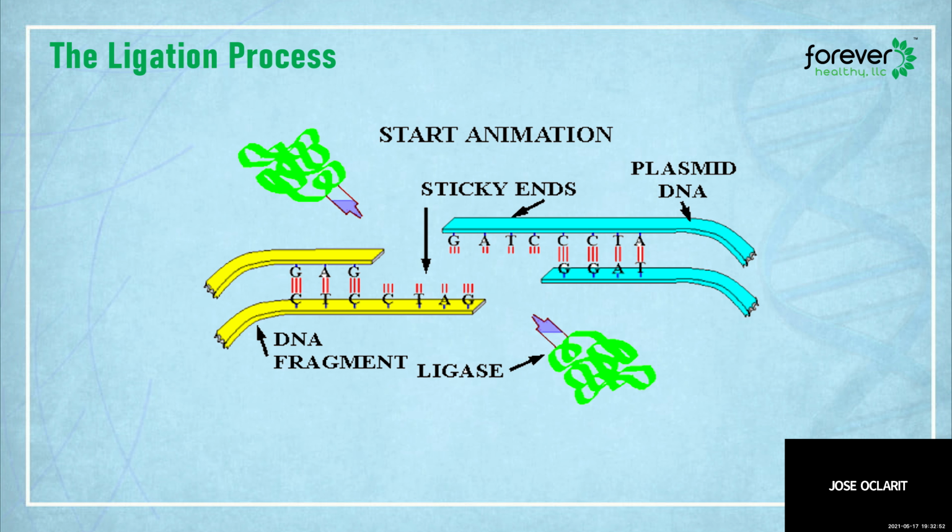For example, the DNA carrier plasmid, and the one in yellow is the DNA that you're interested in joining. Since they have sticky ends, you will notice that the sticky end there is GATC, and on the other side is also GATC in the opposite direction. So the green one is your ligase that will now connect the phosphate sugar backbone of the DNA.